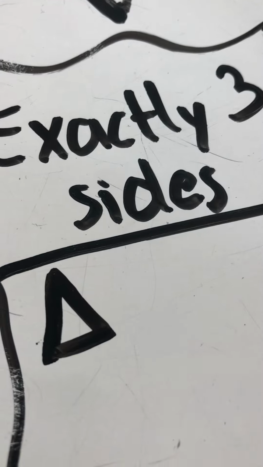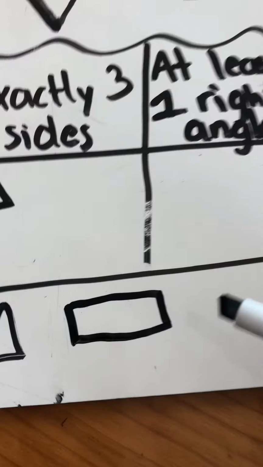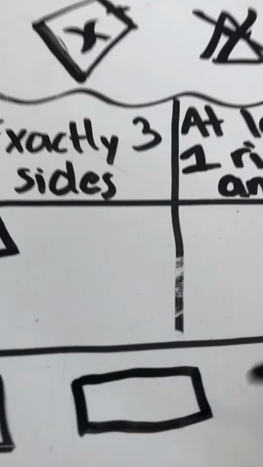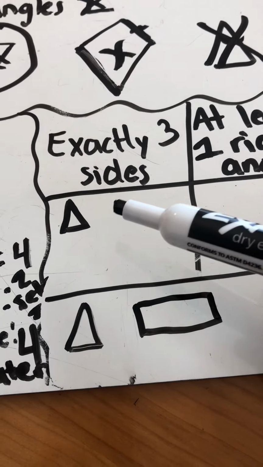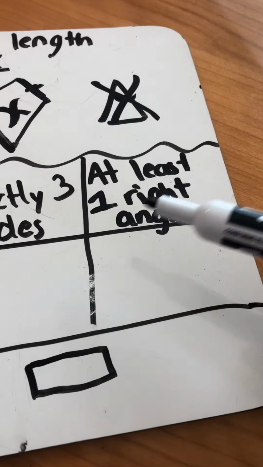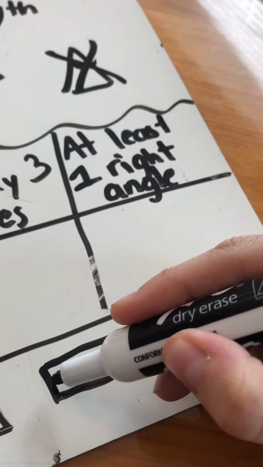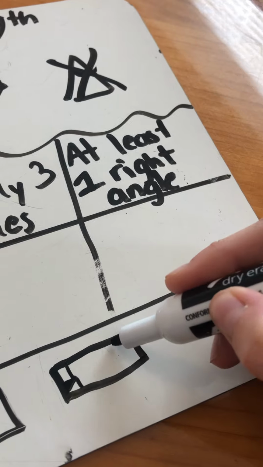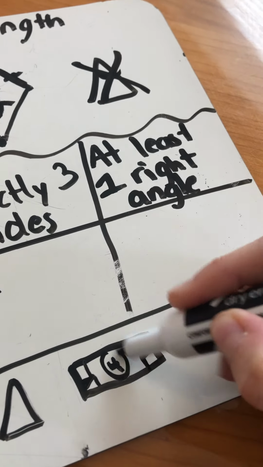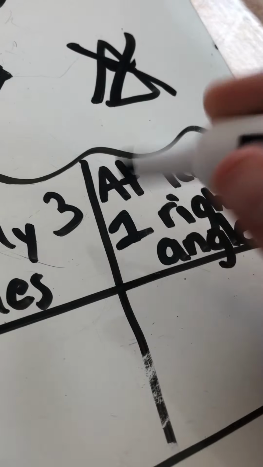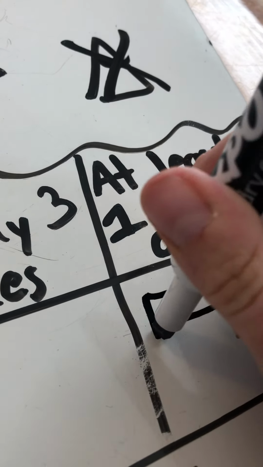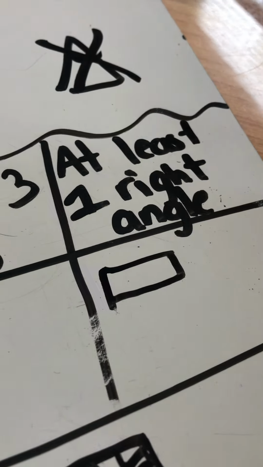Let's do, how about this rectangle? Okay, does this rectangle have exactly 3 sides? 1, 2, 3, 4. It has 4 sides, so it definitely cannot go there. At least 1 right angle. Well, on this, I see 1, 2, 3, 4 right angles. So at least means 1 or more. This has 4, so this shape would belong over here because it has more than 1 right angle.